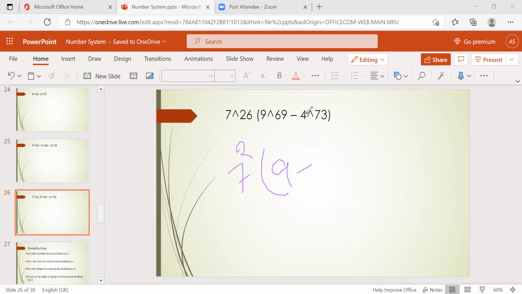It's nothing but 9. 9 minus, so 4 power. What is the remainder? I said 4 power odd number. 4 power odd number, the unit digit will always be 4 only. So no need to calculate anything. Then it is 5. So 5, and what is 7 power 2? It's nothing but 9. 9 into 5, 45. Unit digit will be 5.